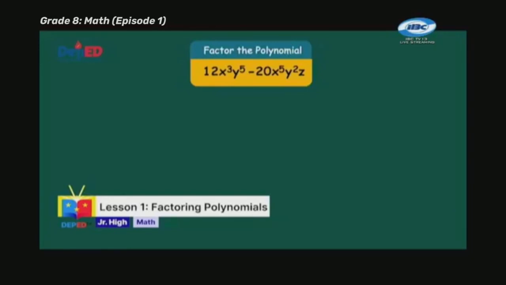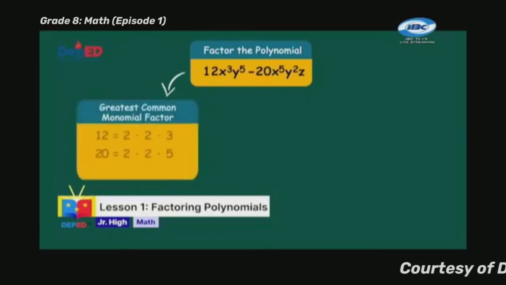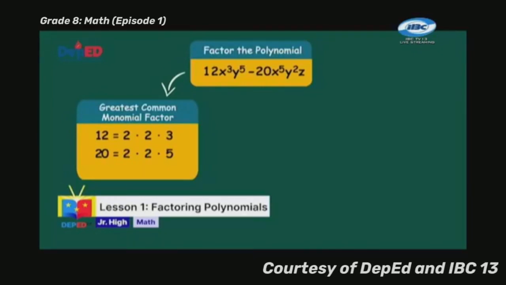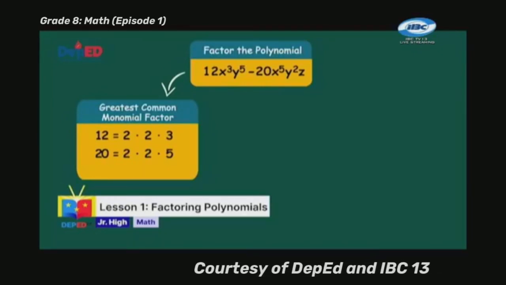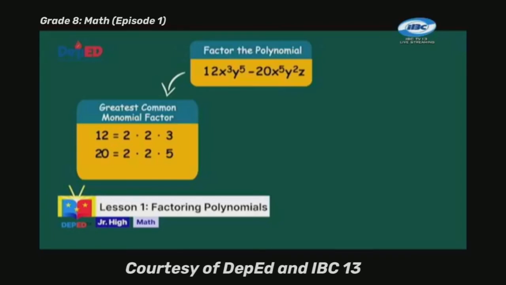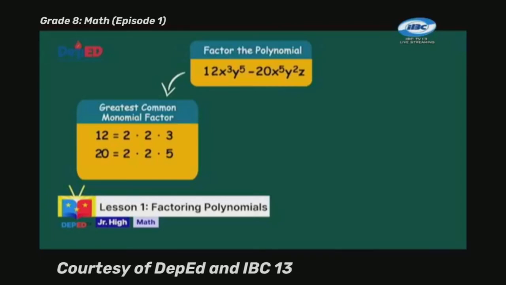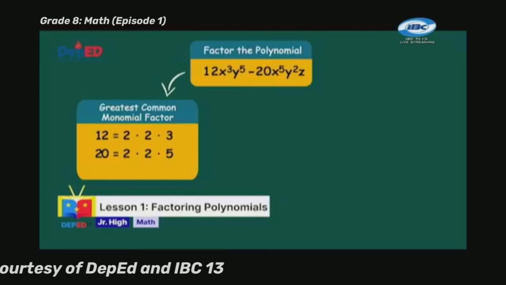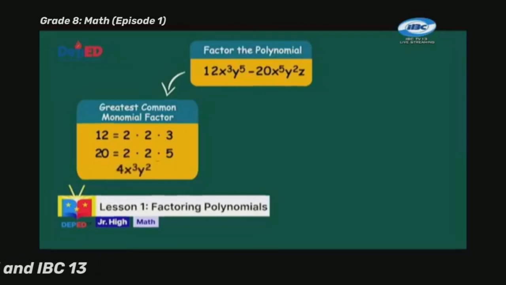Again, we can break it down into parts so we can focus on each step while factoring. First, find the greatest common monomial factor. 12 is equal to 2 times 2 times 3, and 20 is equal to 2 times 2 times 5. Then we get the common variables in each term which has the least exponent. So what is the greatest common monomial factor? It is 4x cubed y squared.